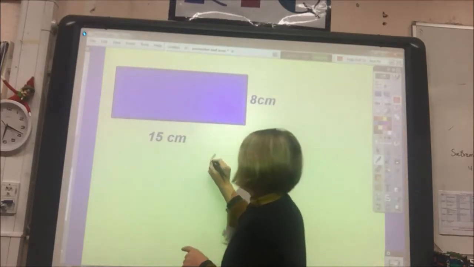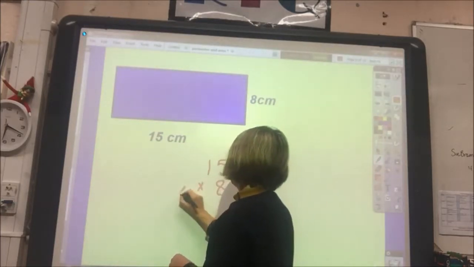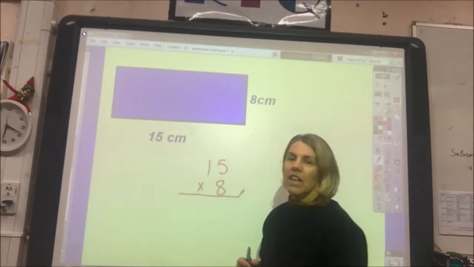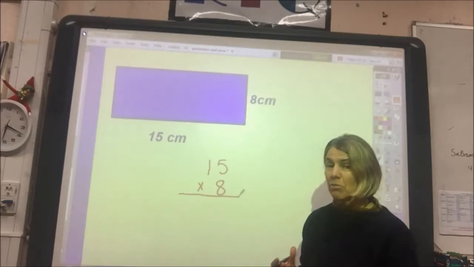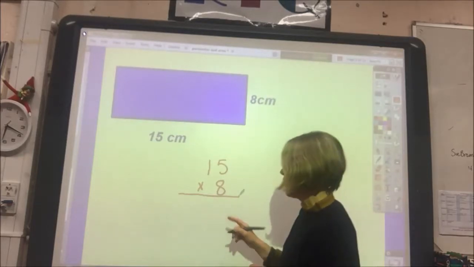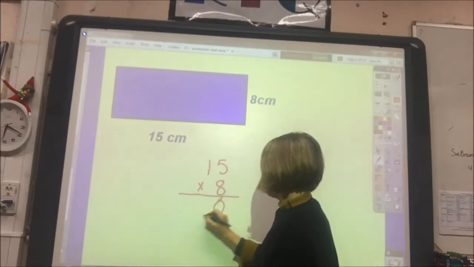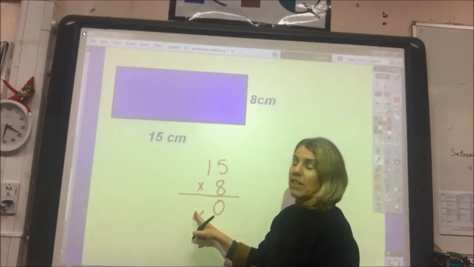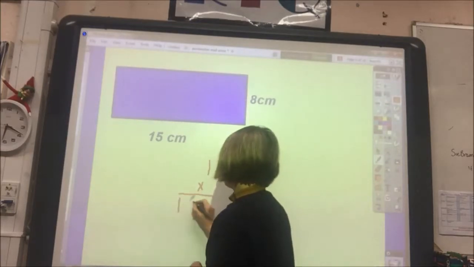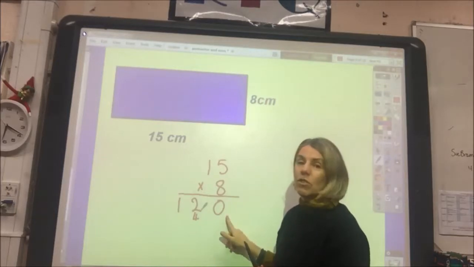So we take the 15, nice piece, oh we've got red today, never mind, 15 times 8. Lay out your multiplication sign as neatly as you would if we were just doing a normal multiplication sum. Don't take shortcuts with your calculations. 8 times 5 is 40, 0, carry the 4, 8 ones are 8, add on that carried number, 8 and 4 is 12. Okay, so 15 times 8 is 120.